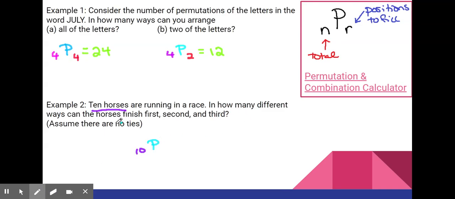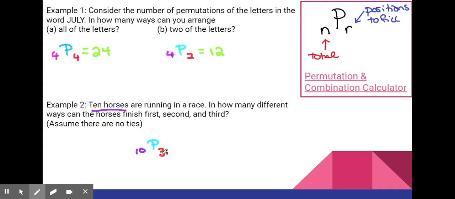It says, how many different ways can a horse finish first, second, or third? So we're picking winners. We're picking a first place winner, a second place winner, and a third place winner. And it says, assuming there's no tie. So that's important. We want to assume that nobody can be duplicating in a position. So that means there's 3 positions we're looking at.